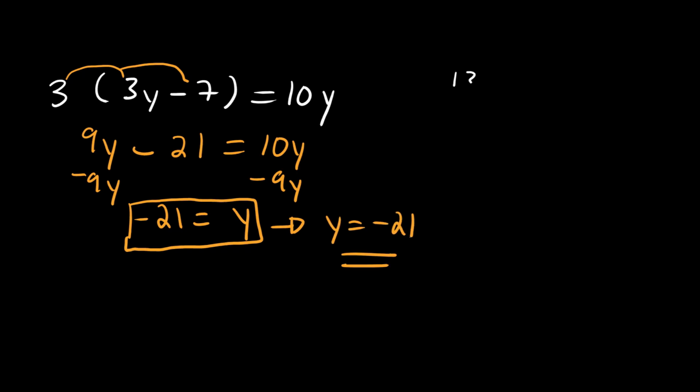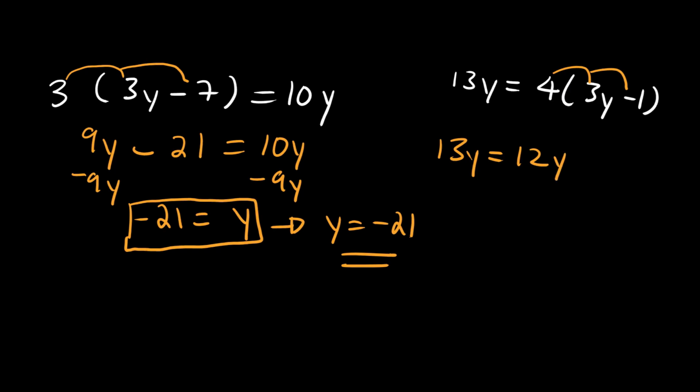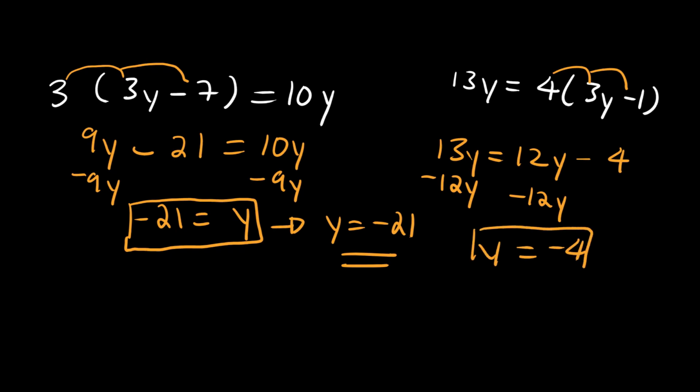Try 13y equals 4 times the quantity 3y minus 1. Let's distribute the 4 to the 3y and to the negative 1. So we will have 13y equals 4 times 3y is 12y. 4 times negative 1 is minus 4. Now let's subtract 12y here and 12y over here. We will end up with y equals negative 4 as our final answer.